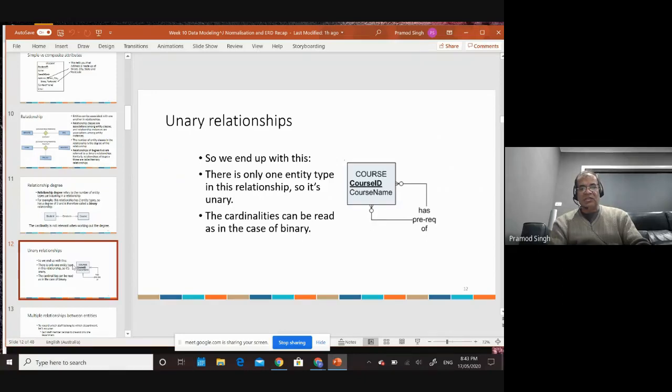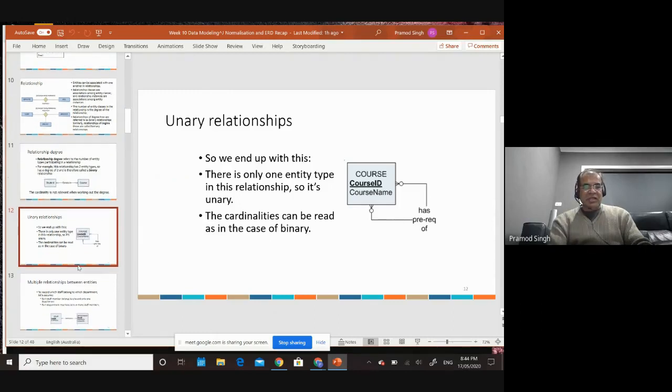So a unary relationship is like this. An entity is getting associated with itself. For example, in the case of a course, some courses require a prerequisite, and the prerequisite course is also coming from the same database table. So that entity has a relationship with itself in terms of different rows. One row is getting associated with another row of the entity or table. That is called a unary relationship.